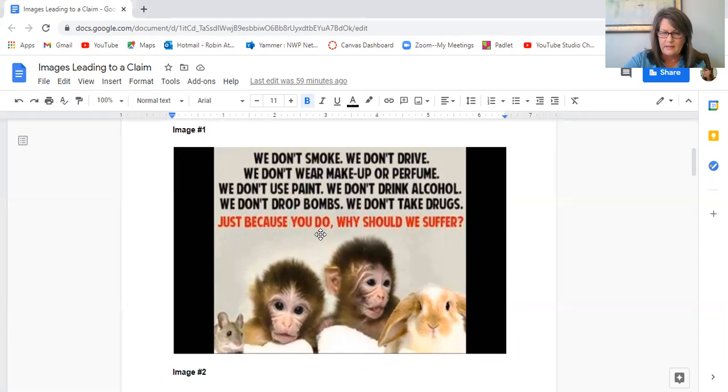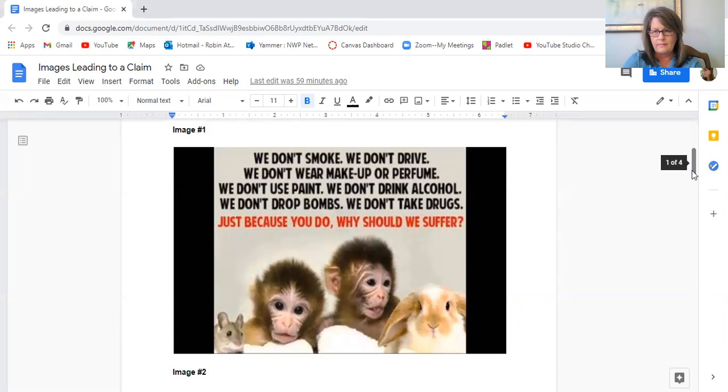So what claim is being made in this image? It seems to me that just because humans do these things or use these things, why should animals have to suffer from being tested, I presume. So apparently the effects of smoke, cigarette smoke, are tested on animals. Certain drugs are tested on animals, bombs, paint, makeup, and perfume.